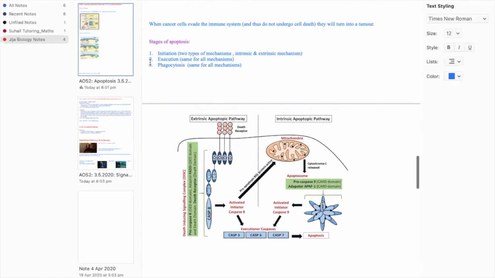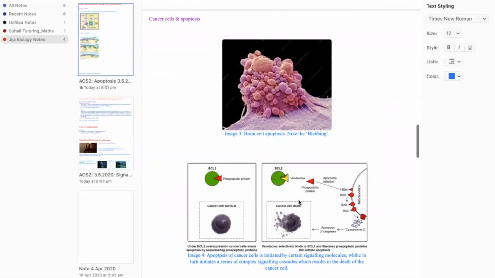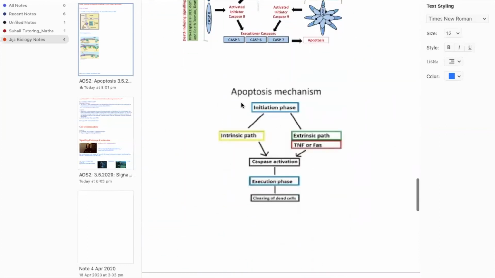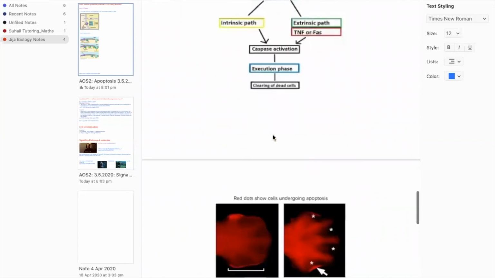And then we've got the 2 stages, which are execution and phagocytosis. Execution is the death of the cell. Phagocytosis is when we have phagocytes, which are cells belonging to the immune system, and they then take away these blebs or garbage bags for collection. And again, here's just another diagram to show the stages of apoptosis.